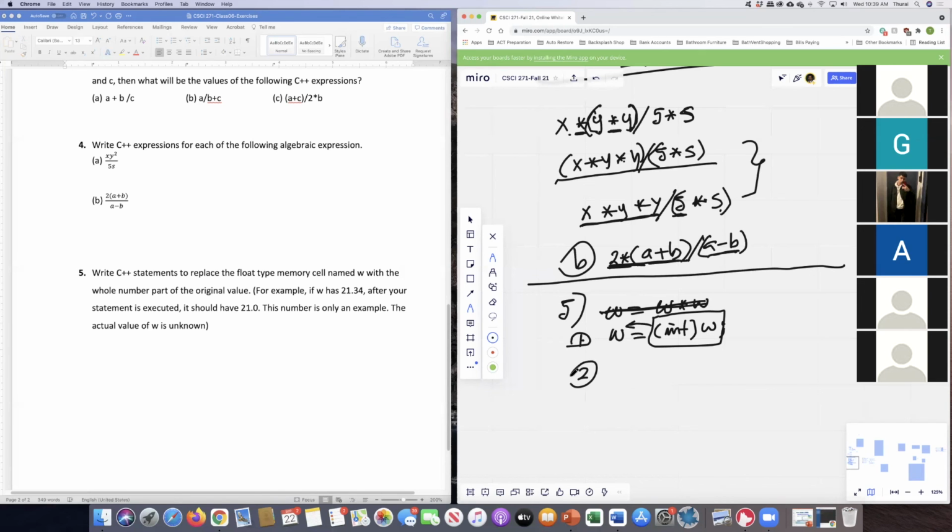Another way is to declare another integer type variable x and assign W to it. Now x has the integer part of it. And then you assign x to W, W equal to x. So that will store only the integer part, and it will get a point added because W is float. So you can take two steps like that or one step like that. And they're both correct.